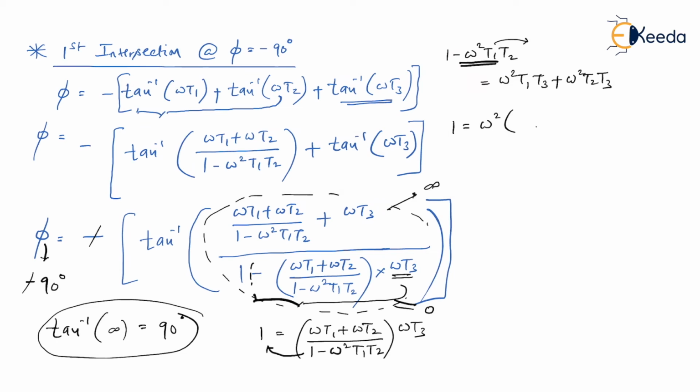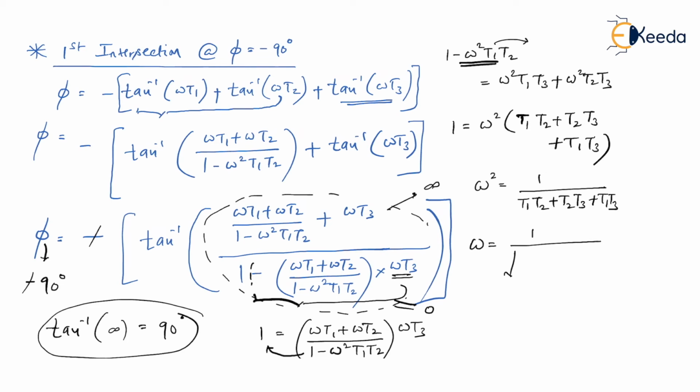So let me rough this. T1 t2 plus t2 t3 plus t1 t3. And finally, omega square can be written as 1 over t1 t2 plus t2 t3 plus t1 t3. And when I take the square root on both sides, omega will be equal to 1 over under root of the same thing, which is t1 t2 plus t2 t3 plus t1 t3.